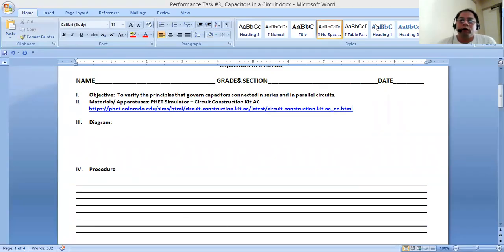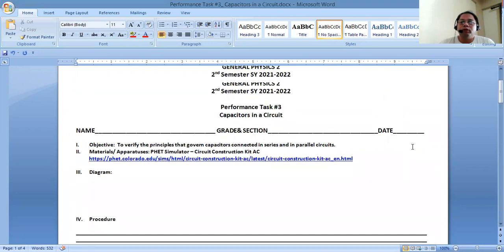Good morning, everyone. For today, allow me to present to you the last performance task for this quarter. We call it Capacitors in a Circuit, performance task number 3.